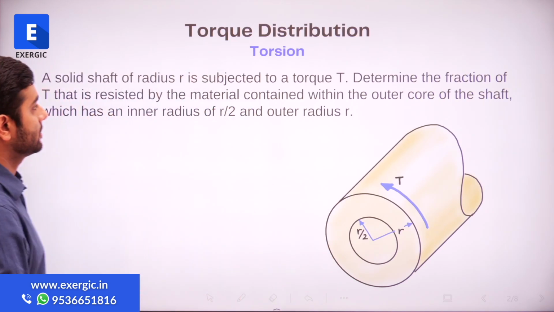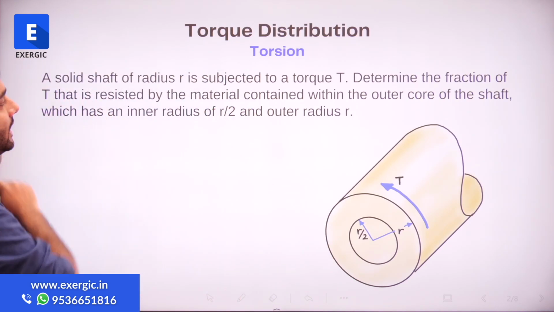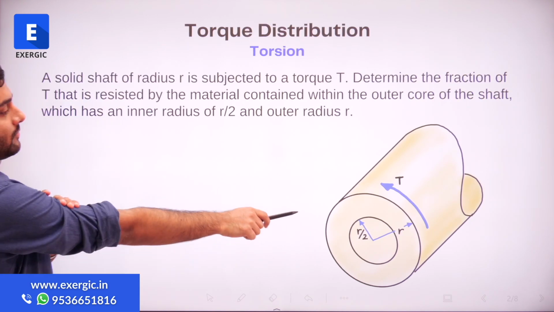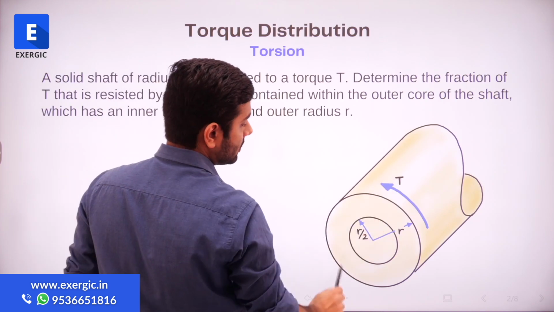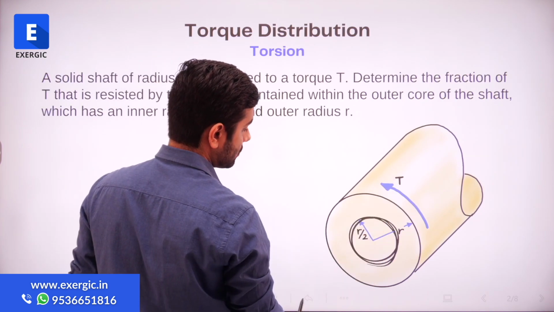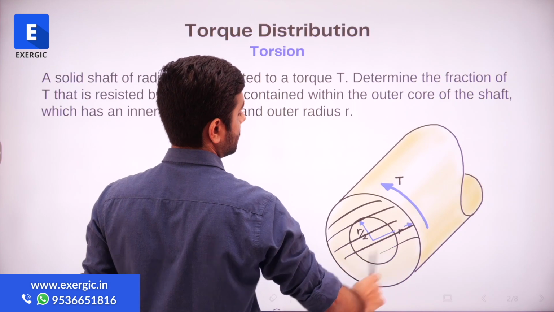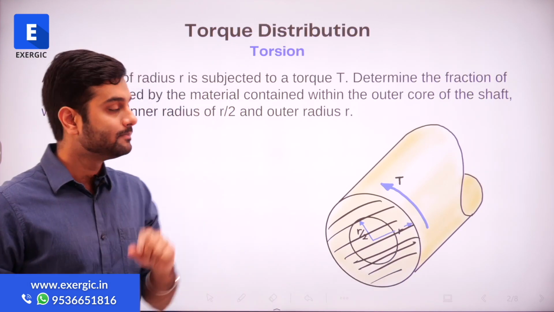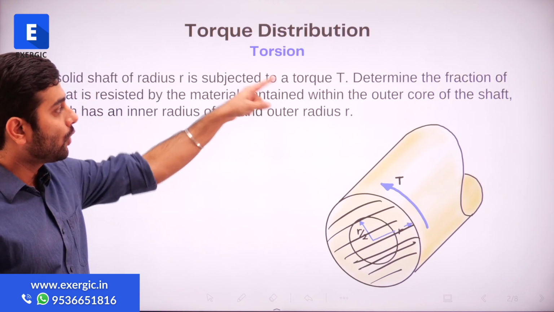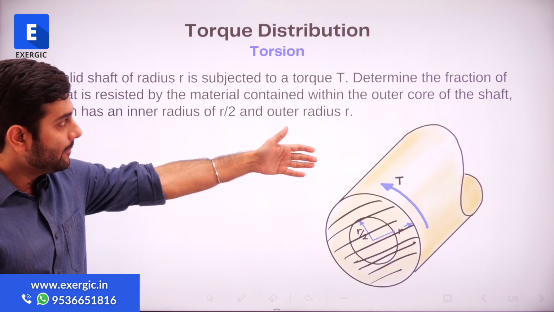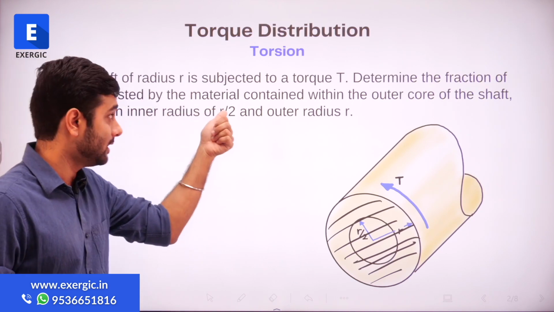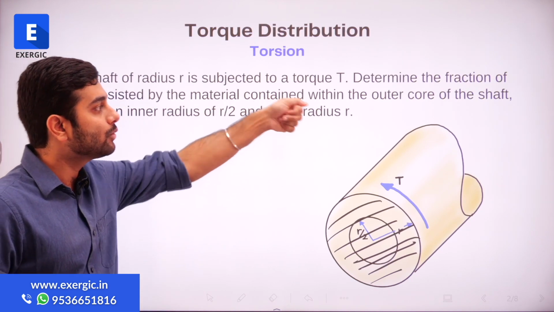Let's start the discussion. A solid shaft of radius r is subjected to a torque T. As you can see here, there is a solid shaft. Don't look at this line here, just look at this entire cross section. A solid shaft means a shaft which is not hollow. Determine the fraction of torque that is resisted by the material contained within the outer core of the shaft.